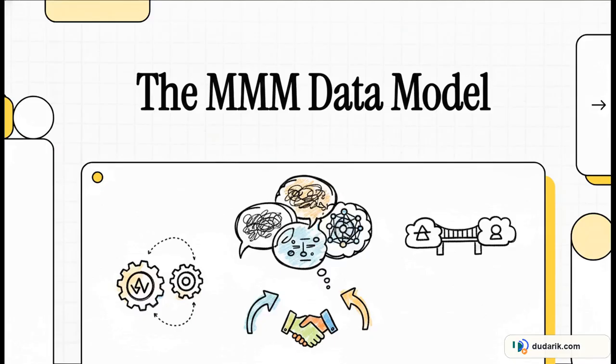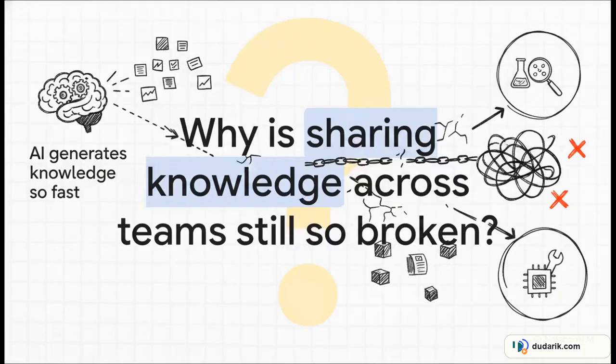What if you could achieve perfect interoperability, but let every team speak their own native language? That's exactly what we're unpacking today with a fascinating new data model. Let's start with a really provocative question, one that hits right at the core of AI news right now. If AI generates knowledge so incredibly fast, why is sharing it across teams still so completely broken? It's a massive pain point.